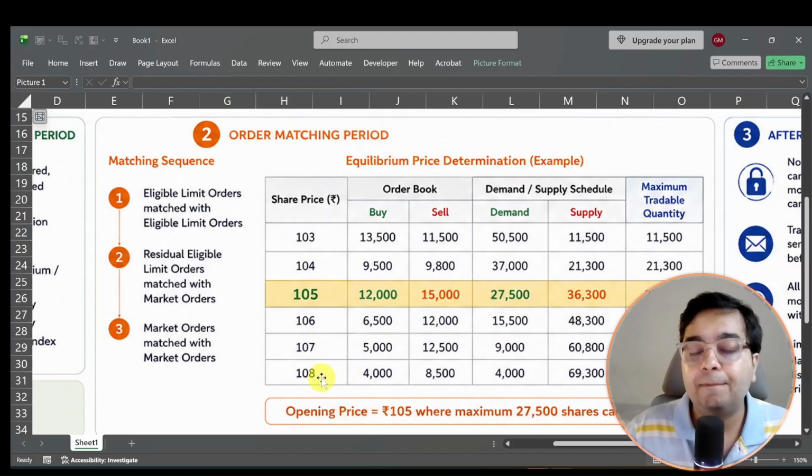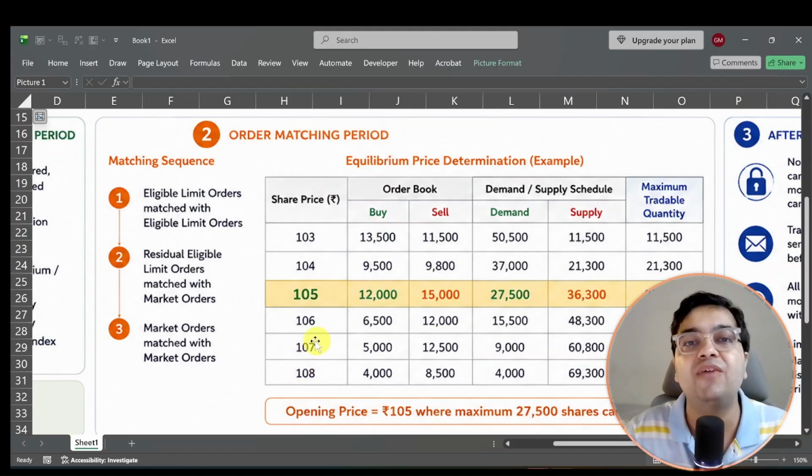So at that point, the buyer who wants to buy at 108 would be happy to actually buy the share at 107, which for that buyer is a lower price. So that is the reason at 107, the demand schedule is basically including all the demand at 108 price point. Similarly, at price point of 106, if the buy order is 6,500, it includes all the buy order at 106, 107, 108. So 6.5K, 5K and 4K total is 15,500, and so on and so forth.